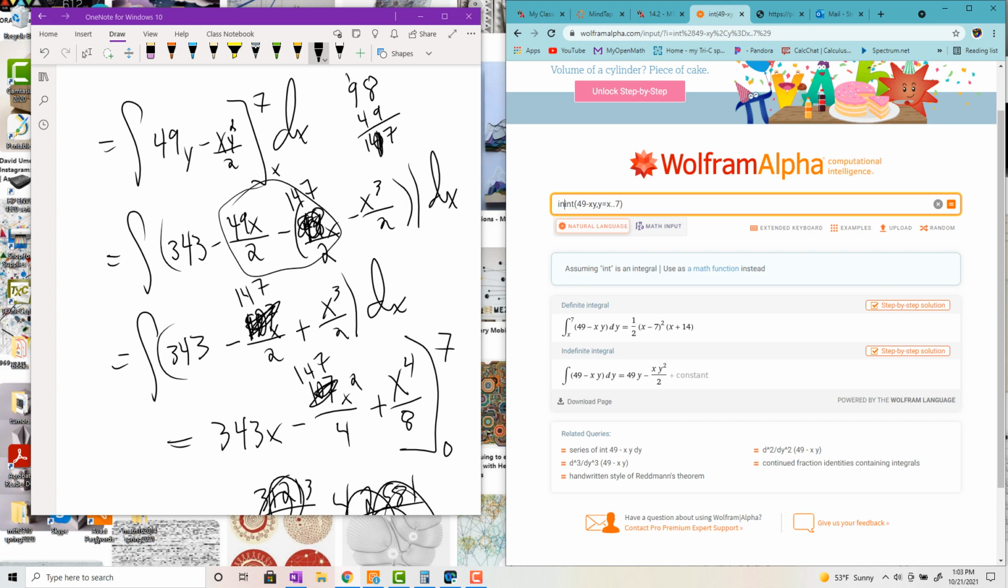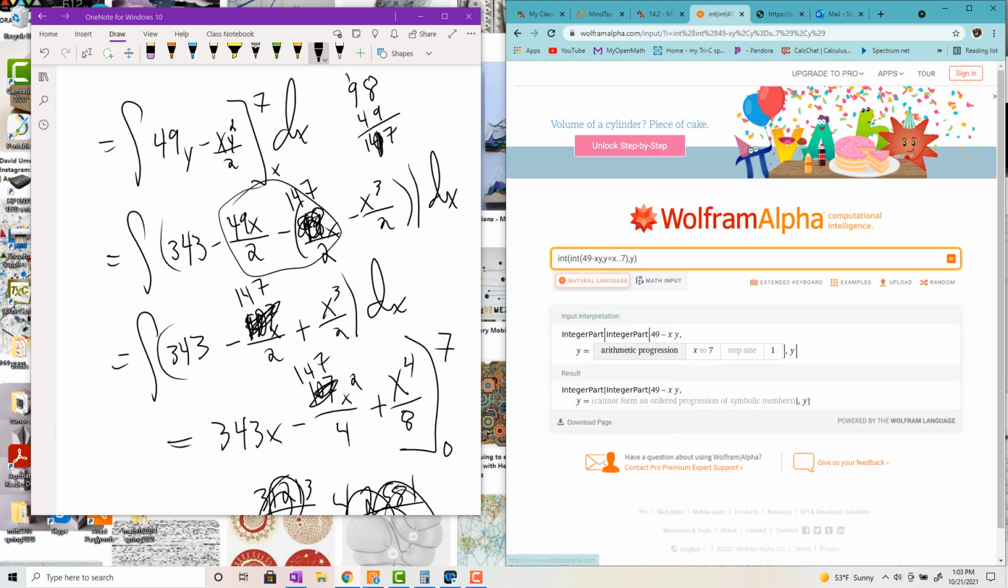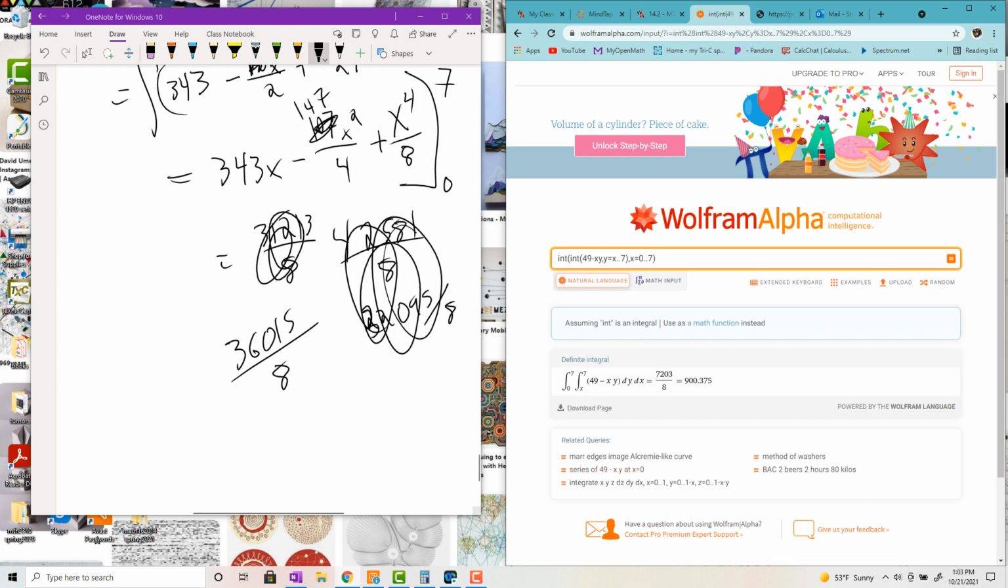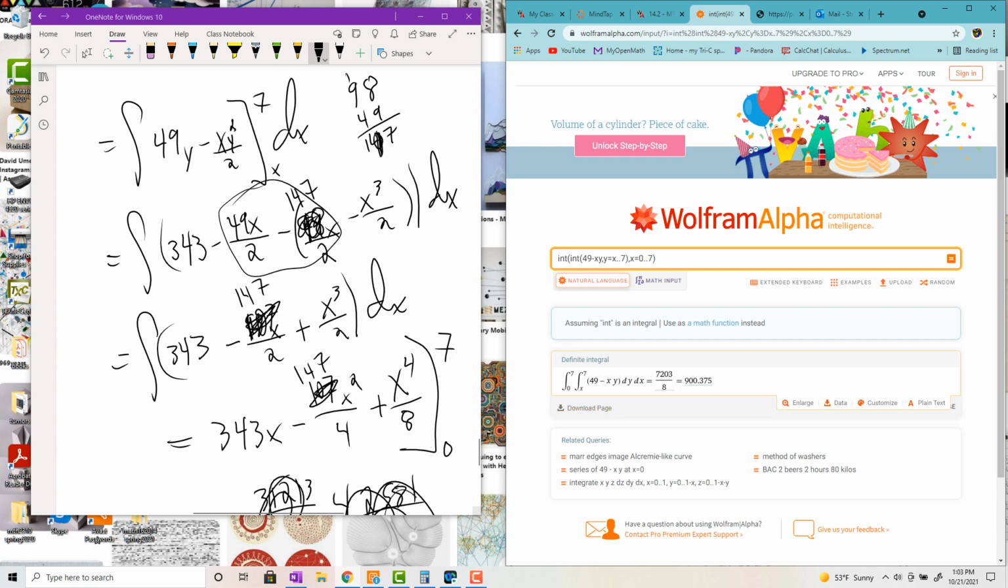And then integrate that thing with respect to y. And see if it'll give you an indefinite so you can check. Whoops, it didn't like that. X with respect to x. Okay. Still doesn't like that. X equals 0 to 7. 7203. So it's somewhere on my part. Whatever I did something wrong in the evaluation.